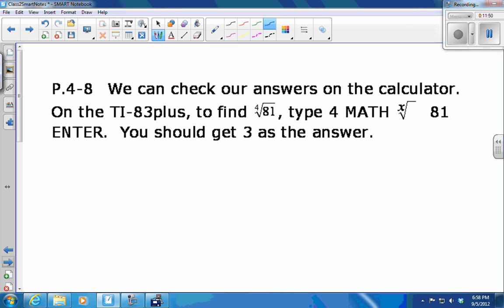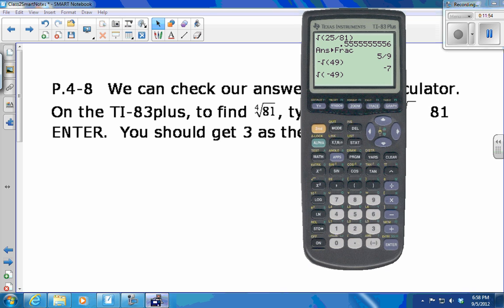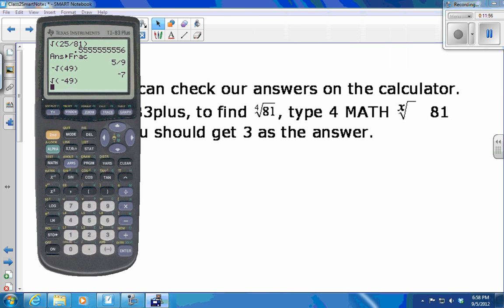Again, you can check these answers on a calculator. So if I want, say, the fourth root of 81, you type in a 4 first. Then you press the math button and you go down to option 5, which is the xth root. And then you type in an 81 and hit enter, and it'll give you a 3. So your calculator can do fourth roots and fifth roots and things like that.